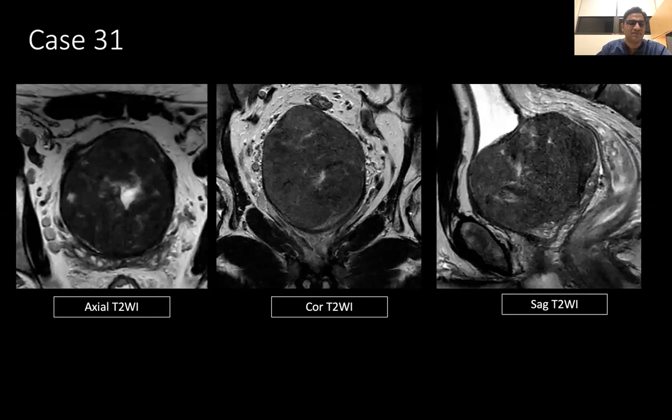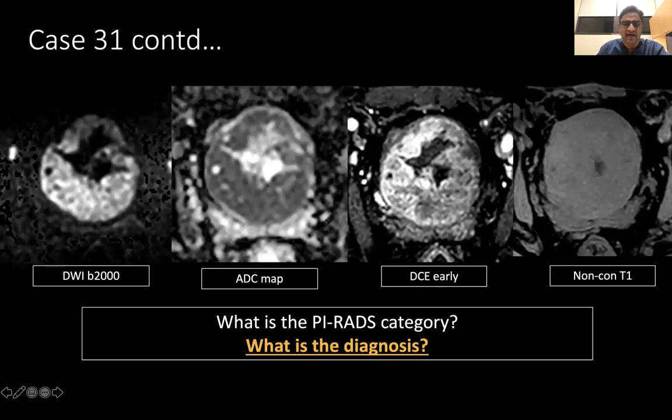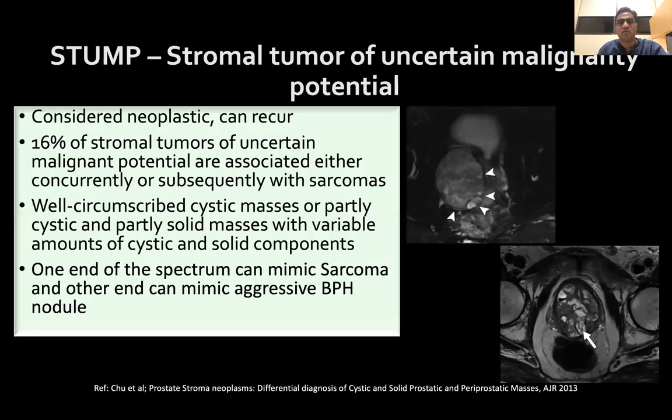And one of the last patients that we're going to discuss today is a patient with a large mass involving all of the prostate here. It's homogeneously hypointense, and there is some central necrosis, and it's showing marked restricted diffusion and marked enhancement as well. And so the diagnosis could have been a sarcoma, or it could be a stromal tumor of uncertain malignant potential. And it turned out to be a stromal tumor of uncertain malignant potential. It's considered neoplastic since it can recur. And so in 16% of them, these can be associated with sarcomas concurrently or subsequently.